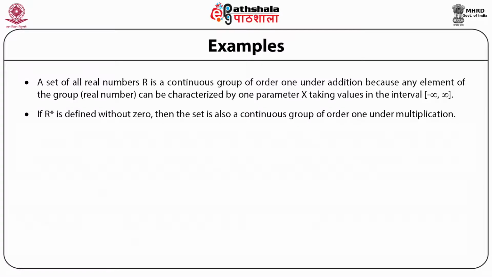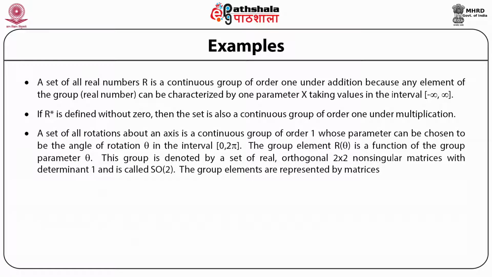As a second example, consider the set of all rotations about an axis. Now this forms a continuous group again of order 1, whose parameter is chosen to be the angle of rotation theta, which varies in the interval 0 to 2 pi. The group element R theta is a function of the group parameter theta. This group is denoted by a set of real, orthogonal, 2 by 2 non-singular matrices with determinant 1. Such matrices are called SO2.